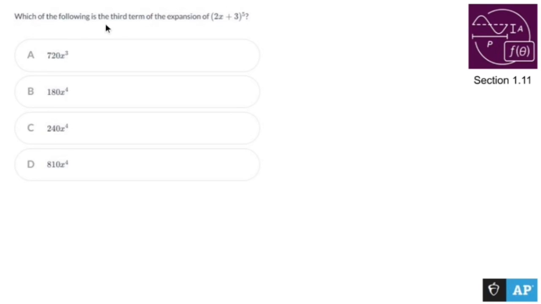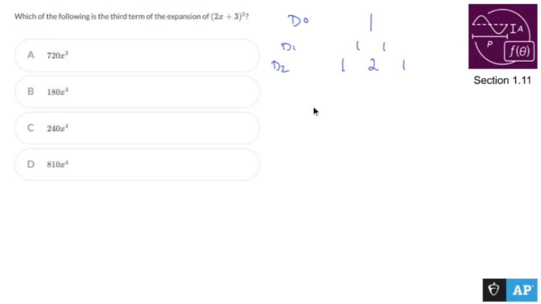Which of the following is the third term of the expansion (2x + 3)^5? All right, this requires Pascal's triangle. So, degree 0: if the degree is 0, you have 1. If the degree is 1, you have 1, 1. If the degree is 2, you have 1, 2, 1.